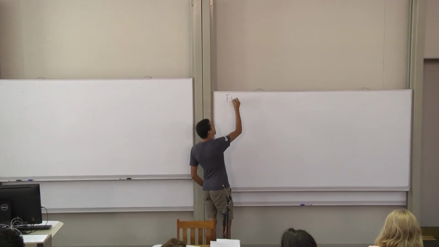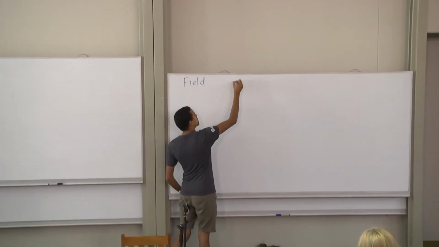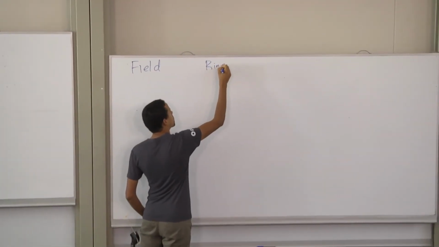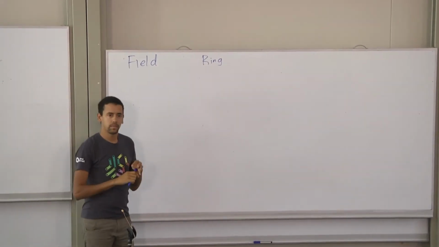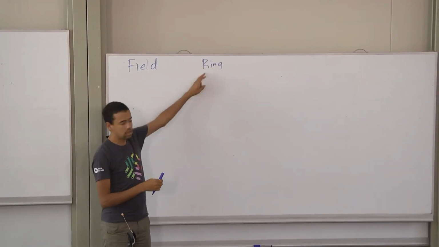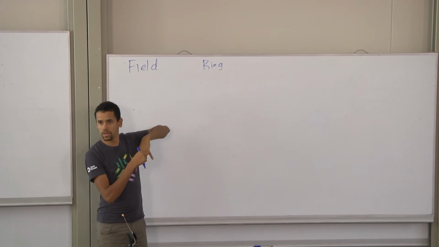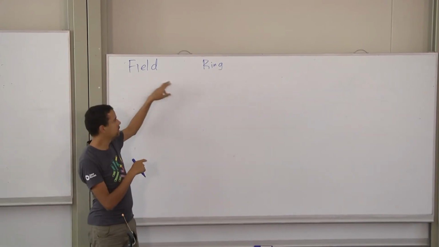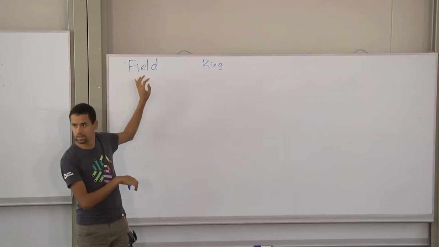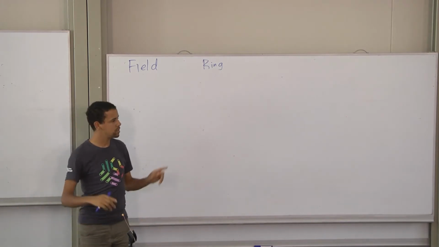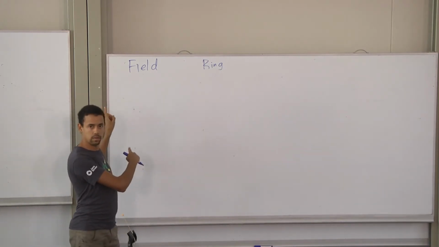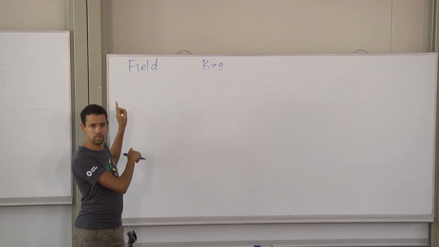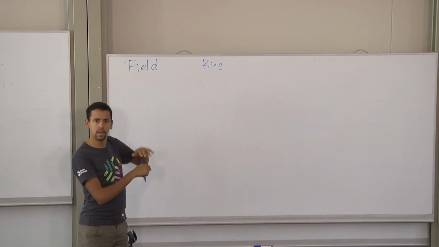I'll quickly tell you what a field is and what a ring is. A ring is not the one that you wear on your finger. We're talking about a mathematical ring. And a mathematical field is not, wait, which direction is it? Not that one over there through the door. So these are different names.